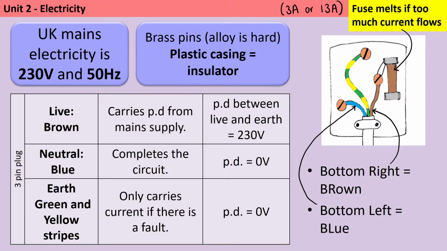A fuse has a rating based on how thick it is. Typically in the UK we use 3 amp or 13 amp fuses. You need a fuse that has a rating slightly higher than the normal current. So if I had an appliance where the normal current flowing was 11 amps, then a 13 amp fuse would be appropriate for me to use, because if there was a current surge, then the fuse would melt and break the circuit. I wouldn't use a 3 amp fuse because that would melt when the appliance was operating normally.